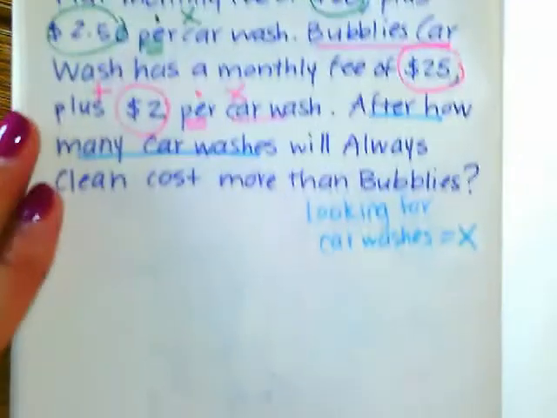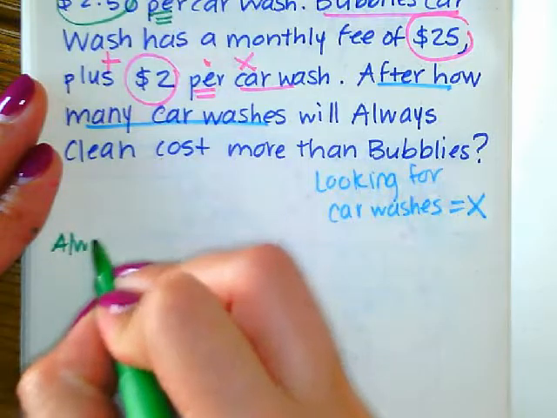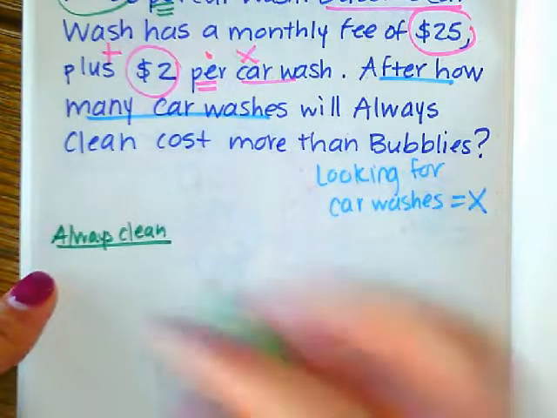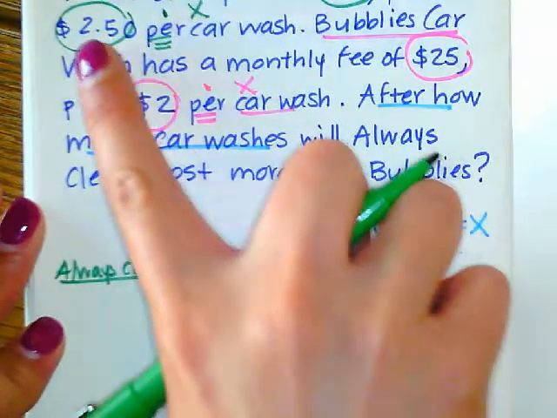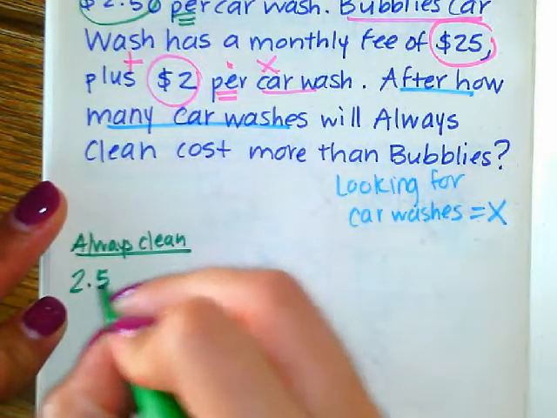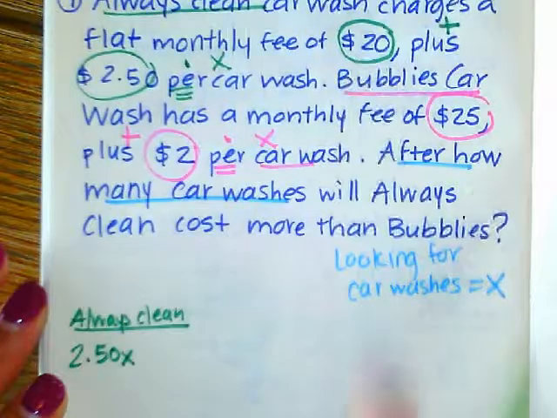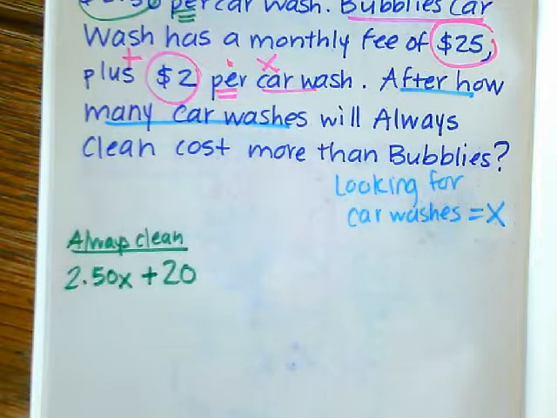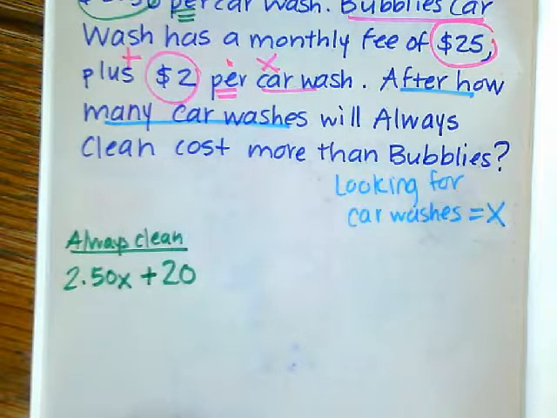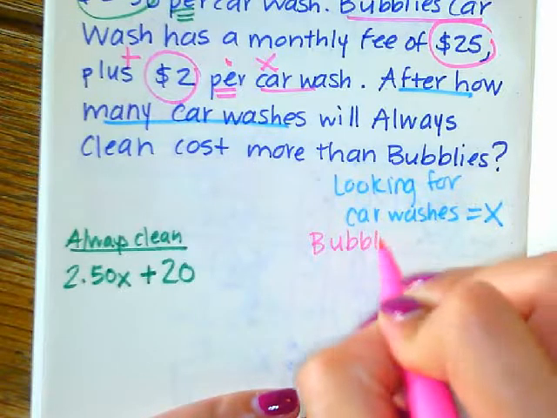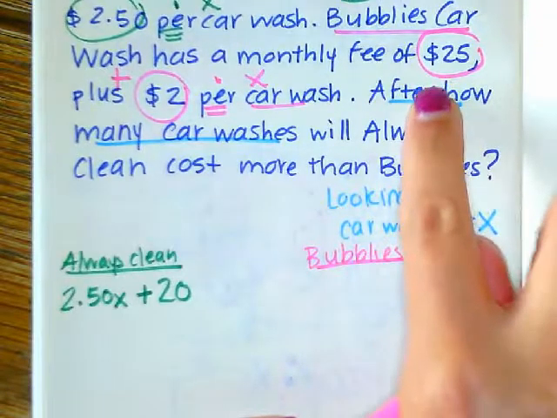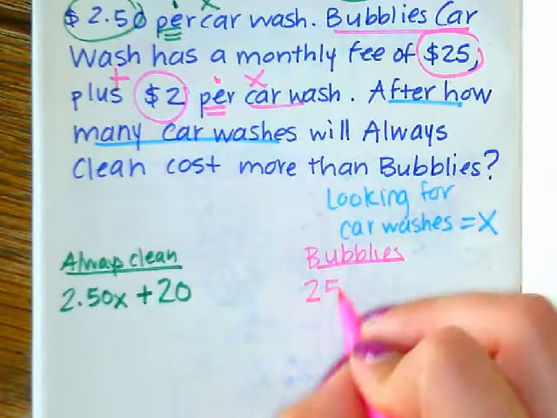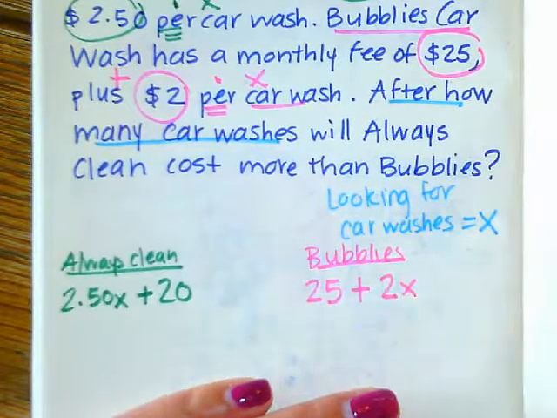Okay, so for Always Clean, move it down here. Within a month, I'm going to have $2.50 per car wash, or $2.50 times X. And then the flat fee of $20. So remember, plus the $20. So that's Always Clean. My other car wash is Bubbly's. So at Bubbly's, it's $25 and $2 per car wash, or 2 times X. Okay, so $25 plus 2 times X.